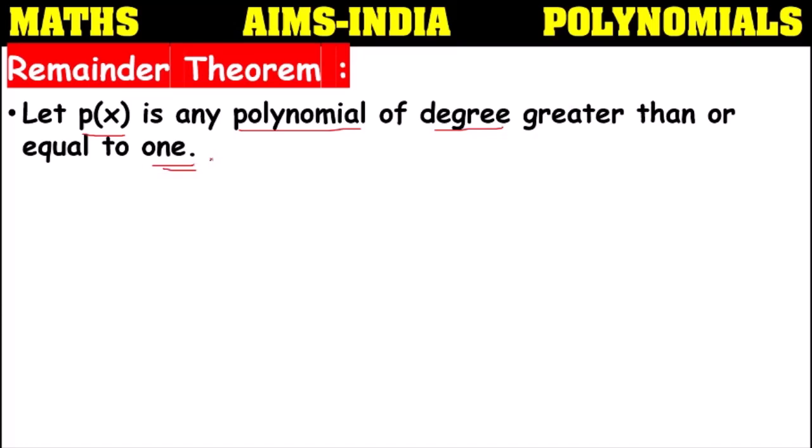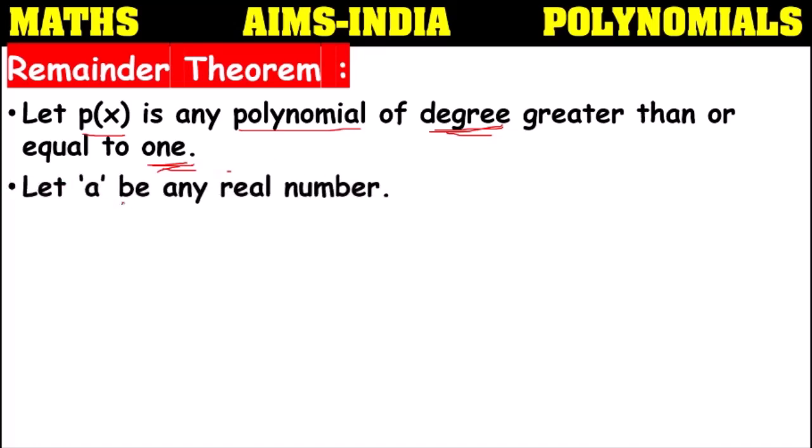So if degree is 0, we call it a constant polynomial. But here, for applying this theorem, we have to consider polynomials whose degree is greater than or equal to 1. Means we can take linear polynomials, binomial polynomials, cubic polynomials. Like that, we can take any polynomial except constant polynomial. So let a be any real number.